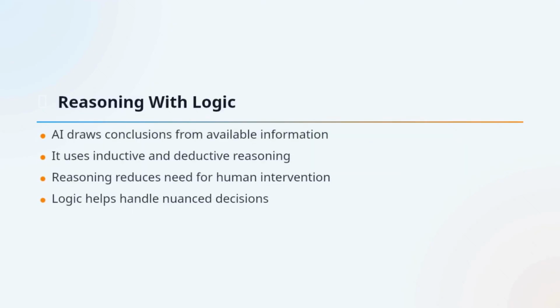The second component is reasoning, which allows AI to make sense of situations and draw conclusions. Instead of only following fixed instructions, a reasoning system can infer what is likely true based on logic and context. The article mentions two forms here, inductive reasoning and deductive reasoning. This is the step that helps AI move beyond simple automation into more human-like judgment.